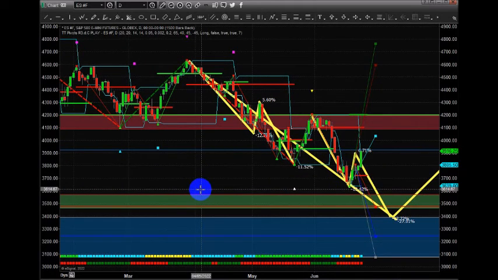Long-term Fibonacci analysis and short-term Fibonacci analysis is confirming this 3,000 to 3,100 target area. We are now at 3,900. Understand that's a 900-point decline in the S&P. That is a 15 to 25% downside move, which is pending. So do not get married to any long positions.